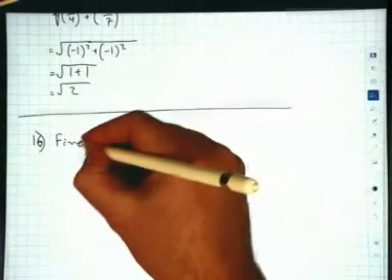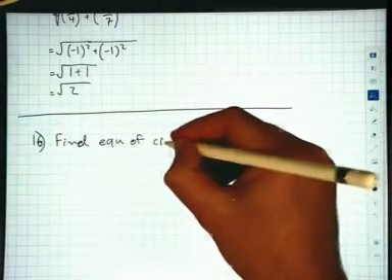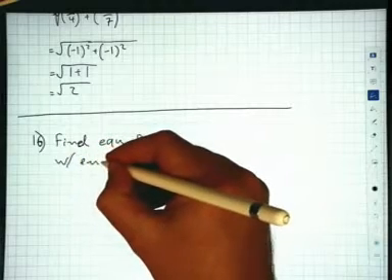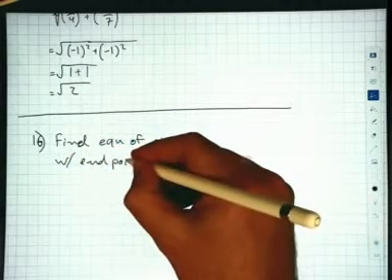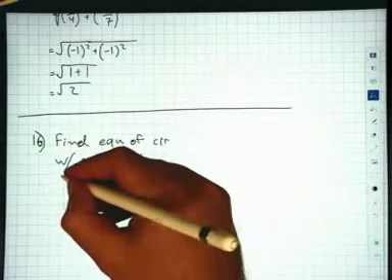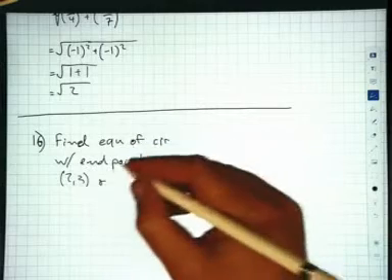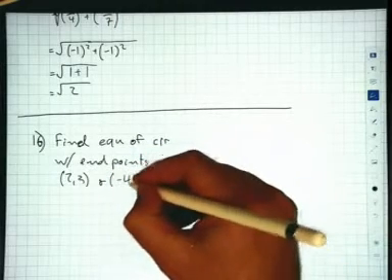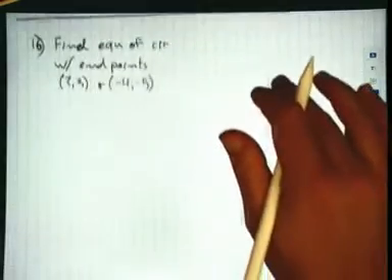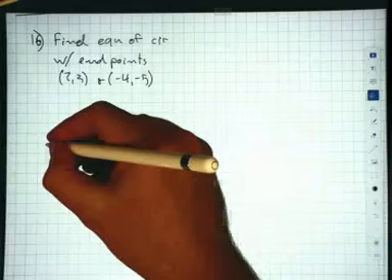Find the equation of the circle with endpoints of 2, 3, and -4, -5.